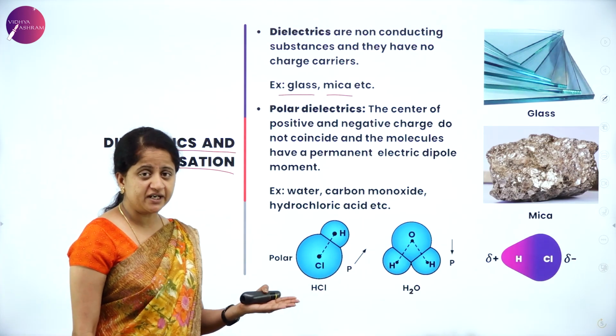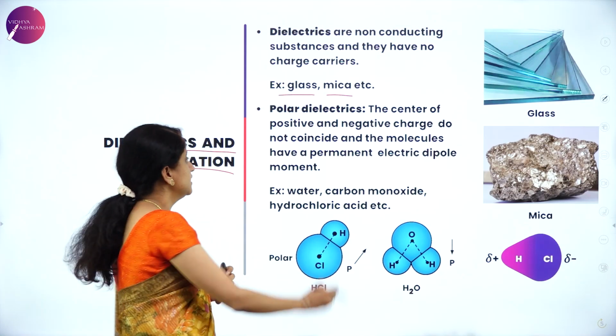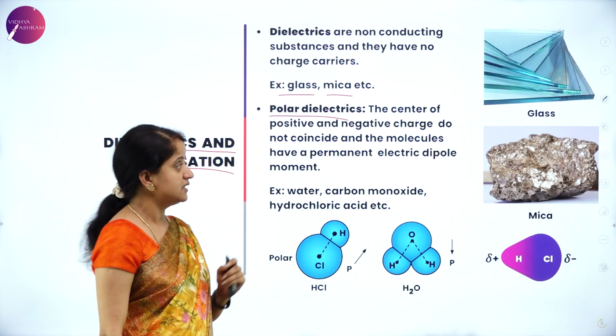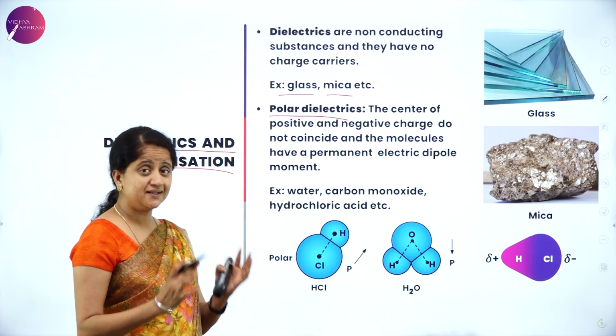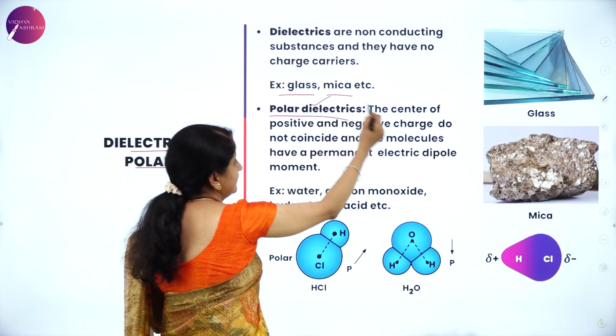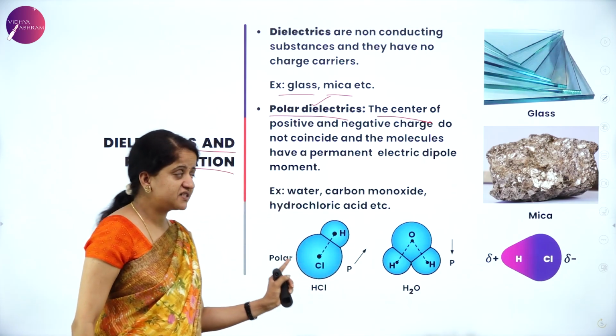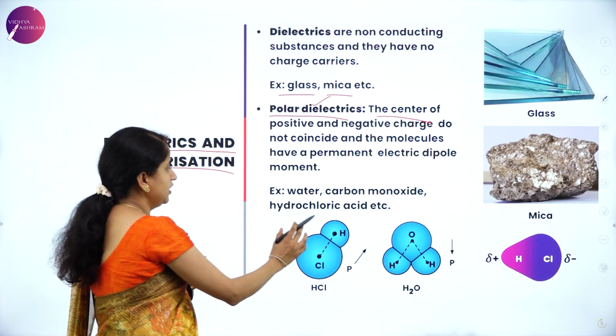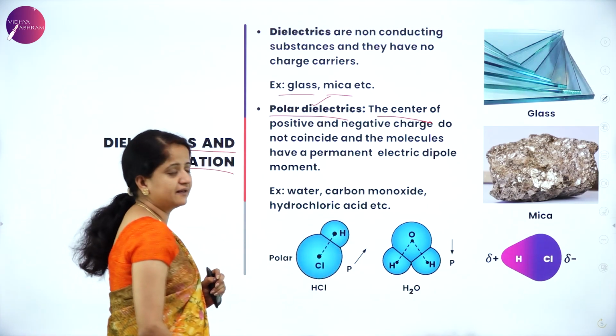They are non-conducting substances and we call them dielectrics. What are the types of dielectrics? There are two types of dielectrics. One is polar dielectrics and the other one is non-polar dielectrics. How are they different from each other? What are their characteristics? In polar dielectrics, the center of positive charge and negative charge do not coincide and the molecules have a permanent electric dipole.